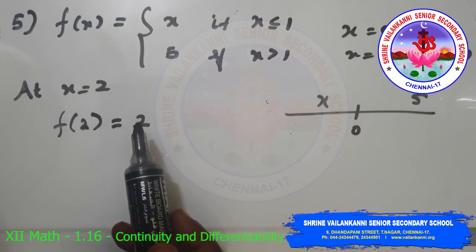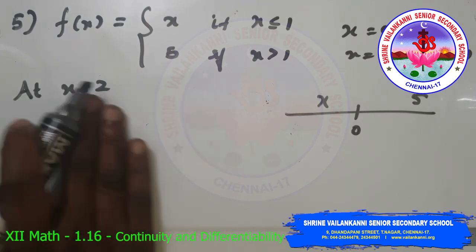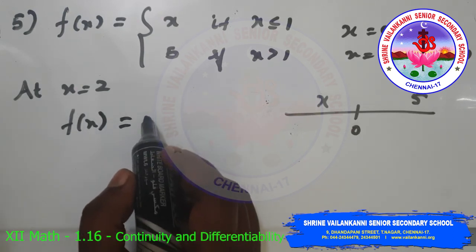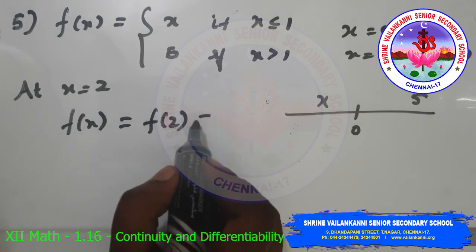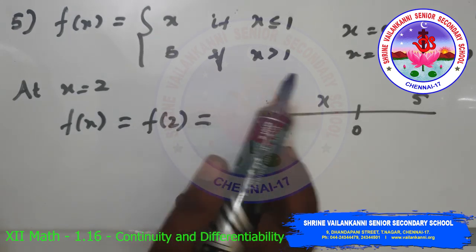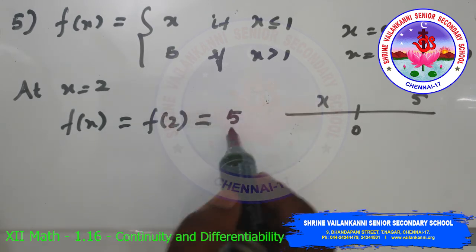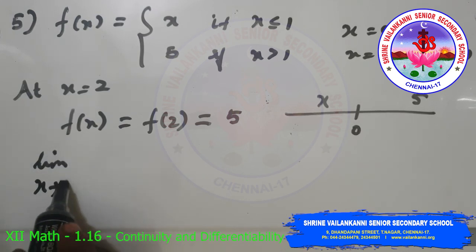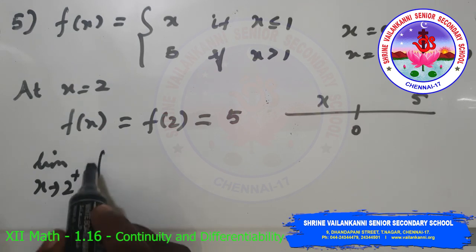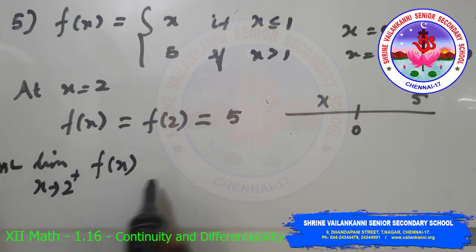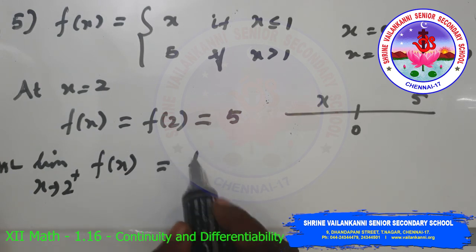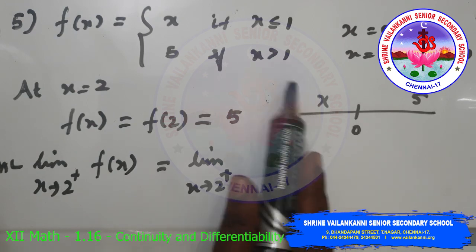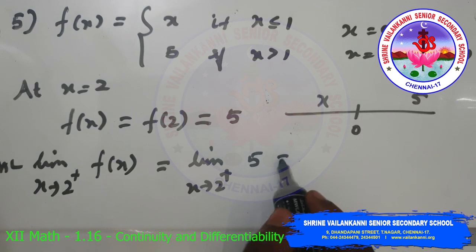At x equal to 2, we have to check the continuity of the function. So f of 2 is equal to, that is x greater than 1, so we have to take 5. So f of 2 is 5. Then the limit as x tends to 2 plus of f of x, the right hand limit. The function for x greater than 1 is defined to be 5, so it is equal to 5.